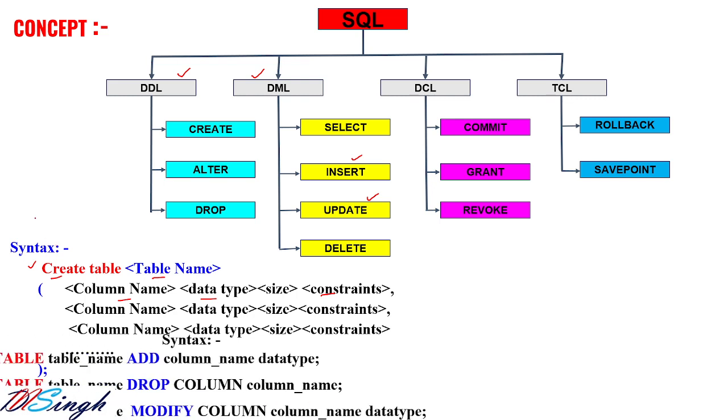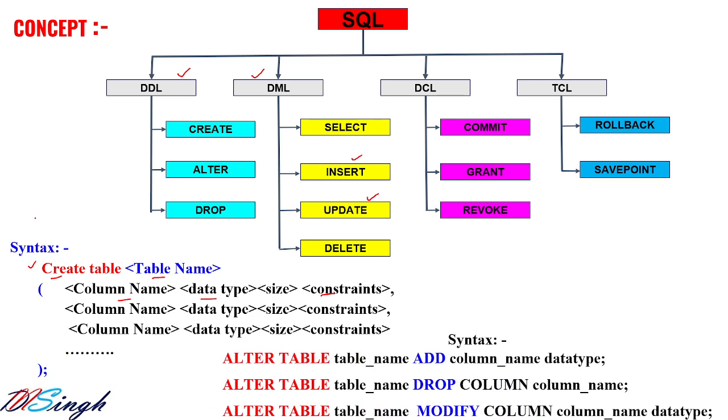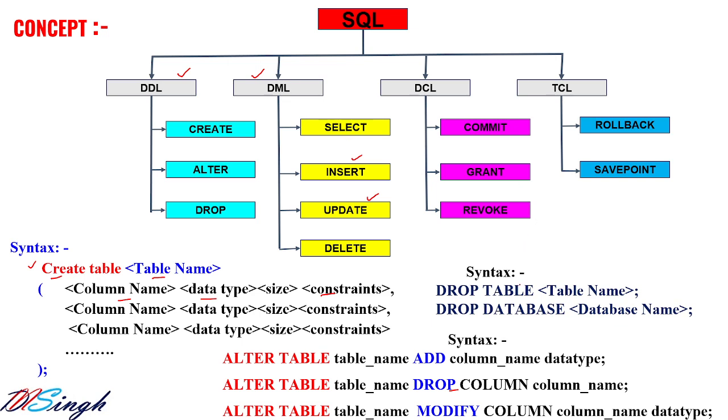Next command is alter table. Alter table is used to add a column into the table, or drop a column from the table, or modify the column name and data type. These things can be done through alter table. Next command is drop table. Drop table is used for deleting the table or database from the MySQL relational database management system. So these are the command syntaxes under the DDL, data definition language: create, alter and drop.